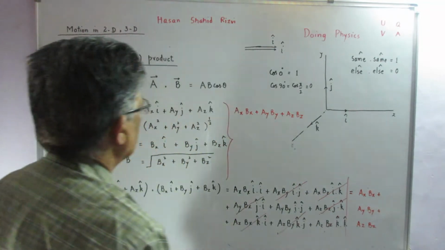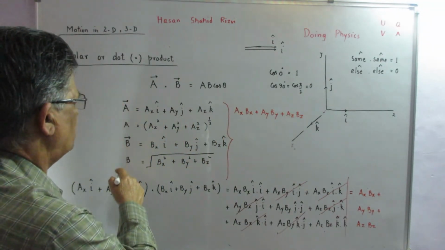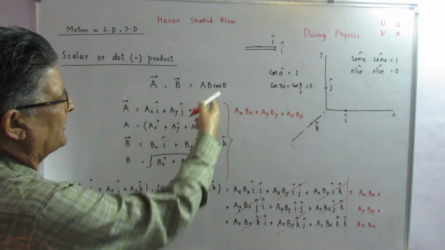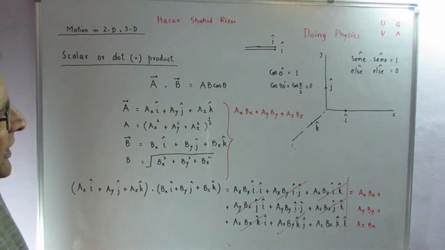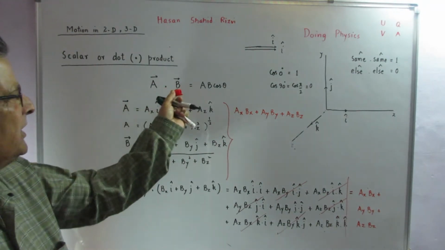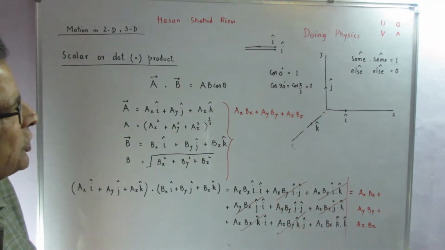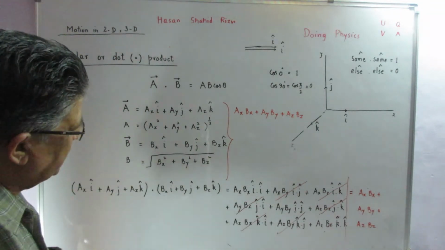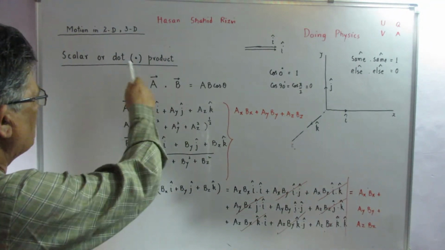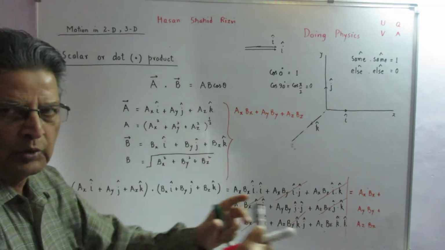Okay, and the same factor. So I can obtain the value of a, I can obtain the value of b, and therefore I can obtain the value of the angle theta, as theta is equal to cos inverse of a dot b divided by a into b. Okay, so with that I'll just stop here for the scalar or dot product.